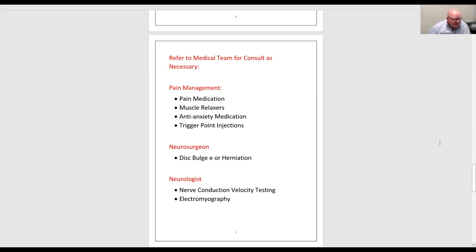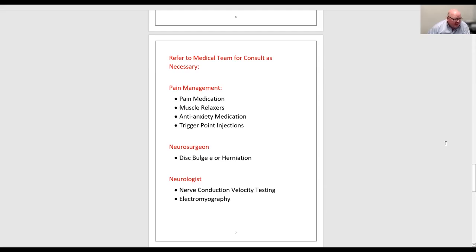So for the pain management doctor, we use them for pain medication, muscle relaxers, anti-anxiety medication, trigger point injections. So you definitely want a pain management doctor available that you can refer to. And remember, you need to qualify these people before you send anybody anywhere. Worst thing that can happen is them saying something negative about chiropractic care or holding off on chiropractic care until they feel better or stuff like that. And that's what you'll get if you don't pre-qualify them.